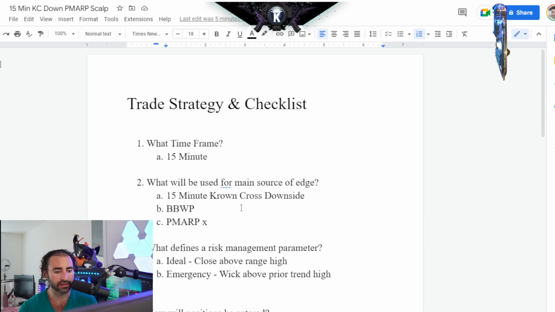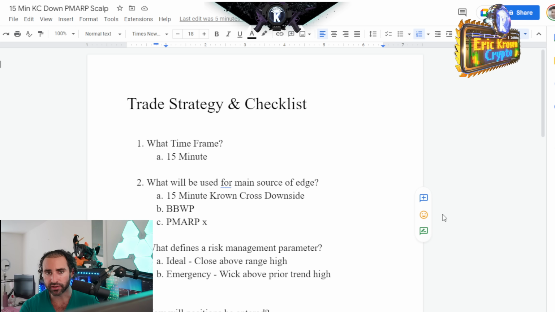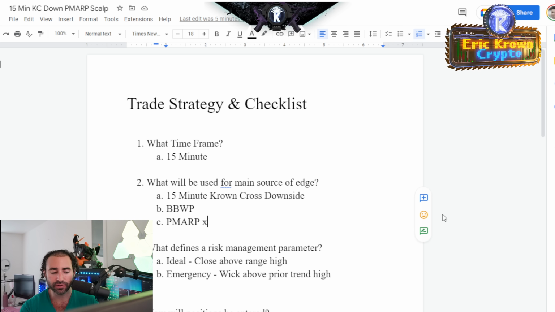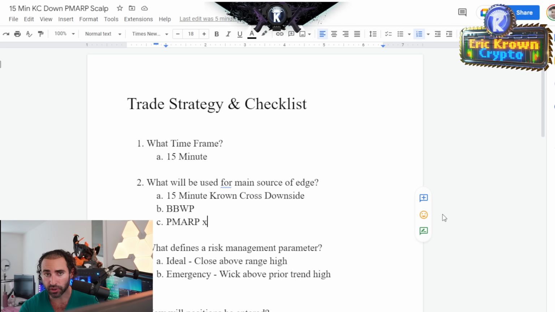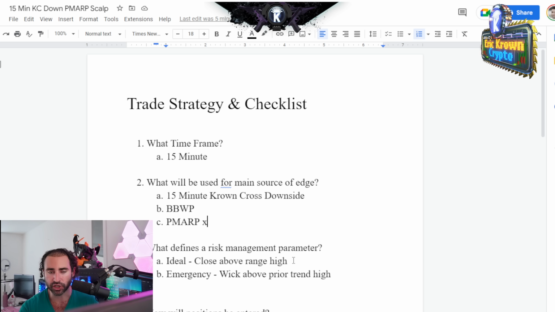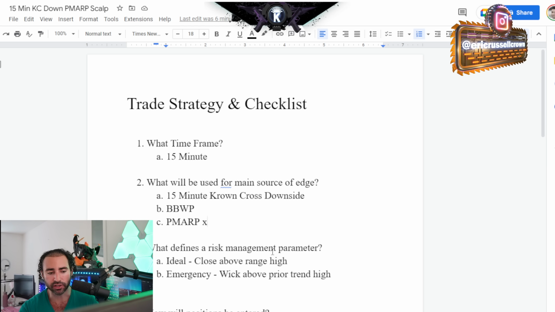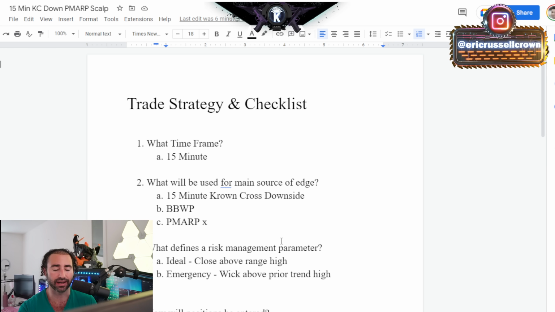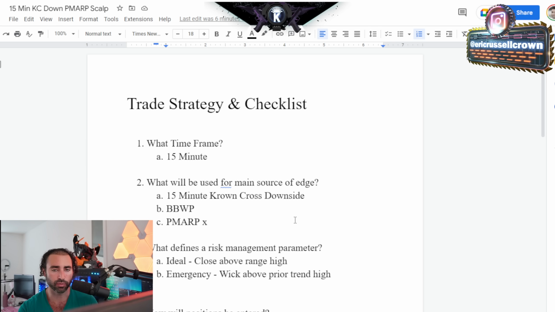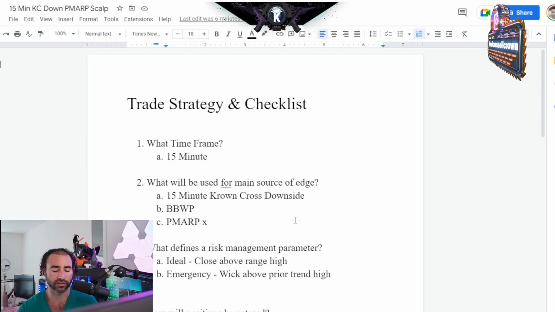Next, what defines a risk management parameter? 2 conditions is what I always have. Ideal and emergency. Ideal is based off of closures, in this case, a closure above the range highs. So that means you need to be able to understand what a range high is. And then an emergency condition, which is a wick above the prior trend high. So that's just any sort of a tick above the prior trend high, out, something terrible has gone wrong, and I do not want this position any longer.